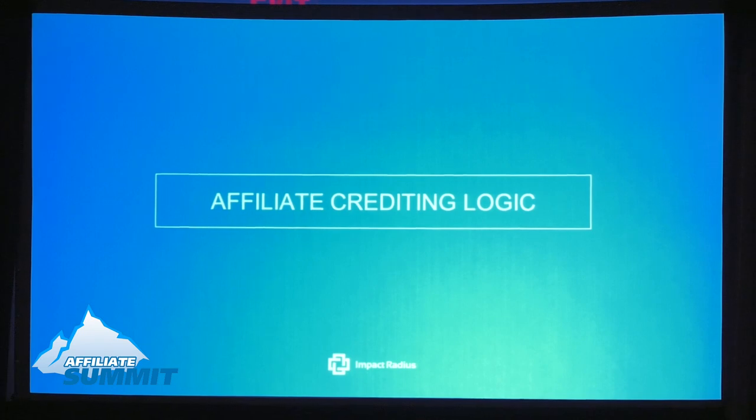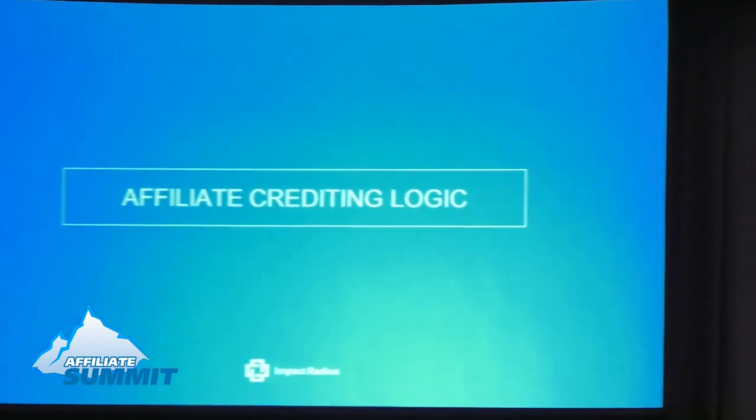So the first thing I want to do is there's going to be two data points that we're going to look at to understand how to do this. It's pretty simple, but I want to make sure we understand both data points really well. The first I call affiliate crediting logic.